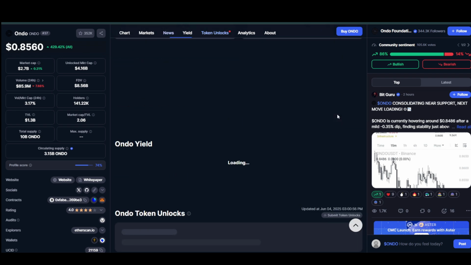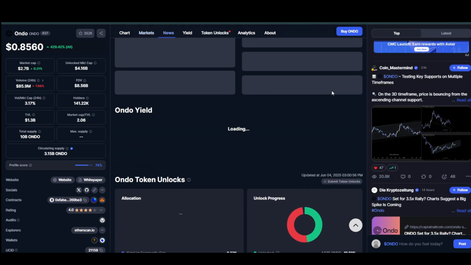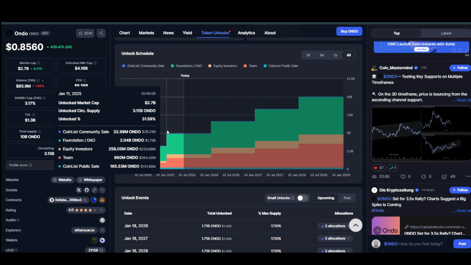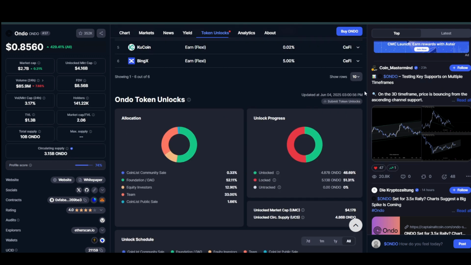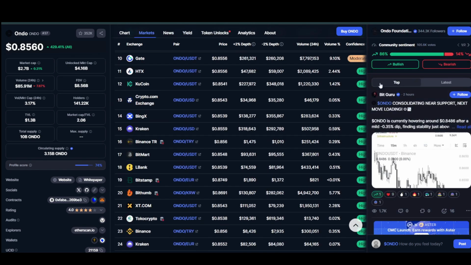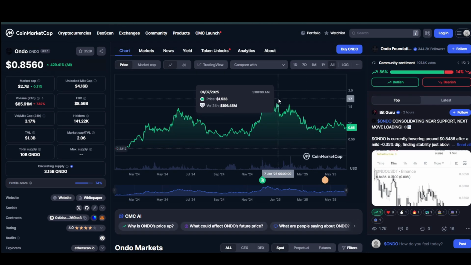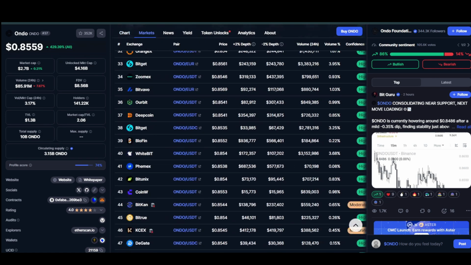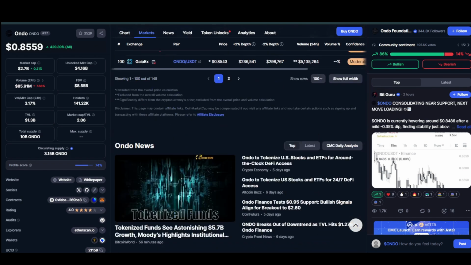If you look here, Ondo had a massive unlock at the start of 2025, as you can see here. And if we scroll up and look at the price, Ondo has been struggling ever since its supply release. As you can see here, from here the token has been struggling, and that is most probably due to a very high sell pressure that is happening from these token unlocks.